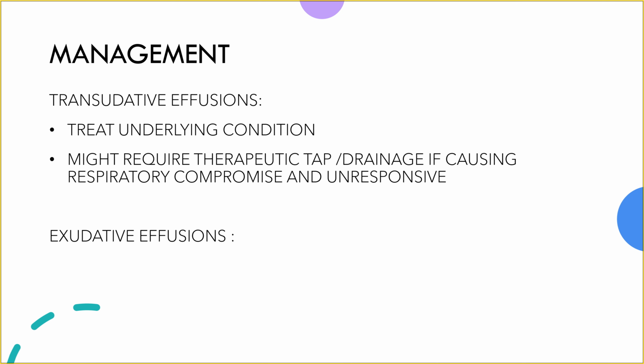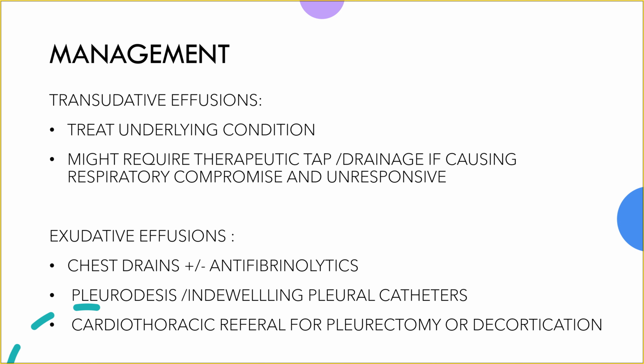Then, in terms of exudative effusion, if we are considering that the patient is having an infection, we might consider chest drains with fibrinolytics. If we are considering the patient is having malignancy, we can do a chest drain to relieve the pleural effusion, followed by pleurodesis or an intrapleural catheter. However, in certain cases, if this is not helping with the pleural effusion, then we might need a cardiothoracic referral for pleurectomy or decortication.